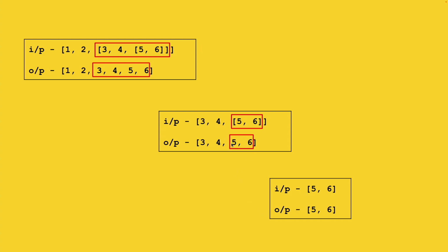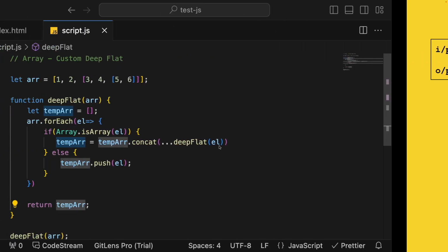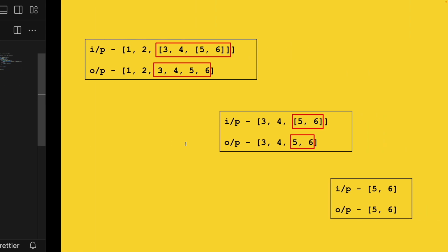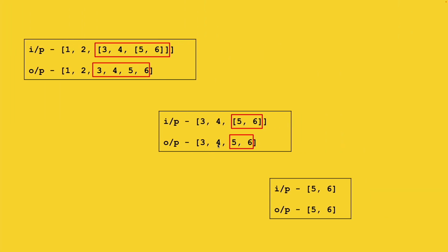That will be returned. When we are returning that, it is coming back here. 5, 6 is getting concatenated with your temporary array, which is holding 3, 4 here. Now this second recursion will complete its execution and it will return 3, 4, 5, 6.